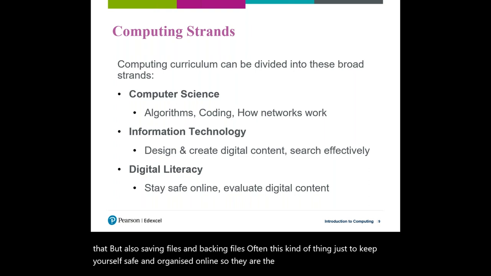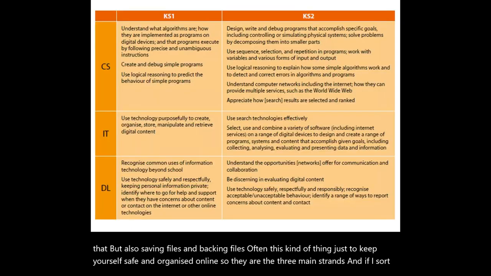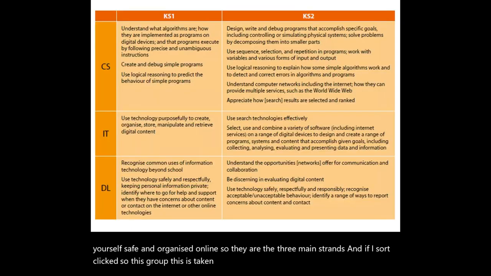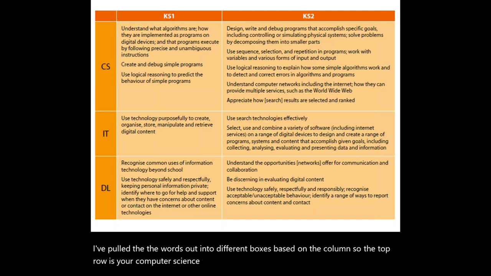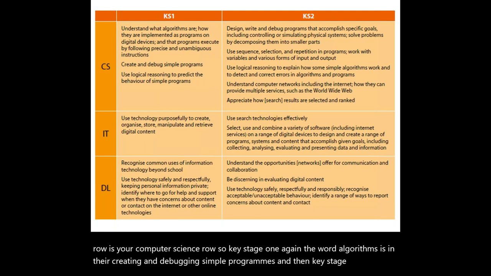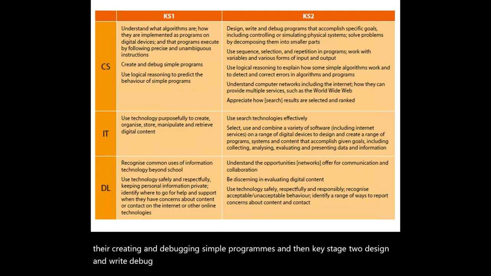And if I click to this screen, this is taken from the primary national curriculum for the UK. I've pulled the words out into different boxes based on the column. So the top row is your computer science row. So Key Stage 1, again, the word algorithms is in there, creating and debugging simple programs. And then Key Stage 2, design, write and debug programs, repetition, use logical reasoning.